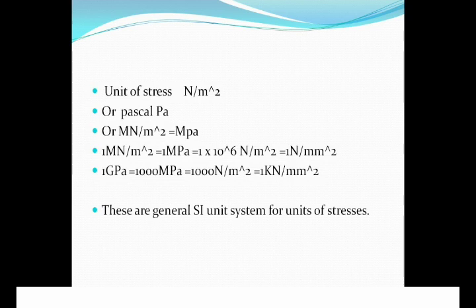Now when we go for the conversion, 1 meganewton per meter square is equal to 1 megapascal, which is also equal to 1 into 10 raised to 6 Newton per meter square. This is nothing but 1 Newton per mm square. Also, the units are given in gigapascal. 1 gigapascal is equal to 1000 megapascal, which is equal to 1000 Newton per mm square, which is equal to 1 kilonewton per mm square.